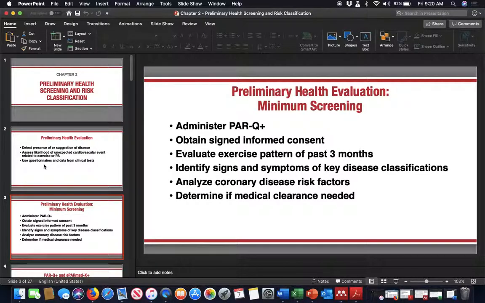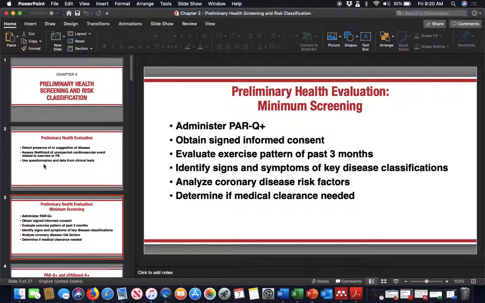You're going to evaluate exercise patterns of the past 3 months. So from 3 months before to now, when you're doing it with everybody, you want to see, were they active, were they not active, how much activity, what types of activity, things like that. Signs and symptoms of classifications of disease risk, so that you can determine what level they're at.